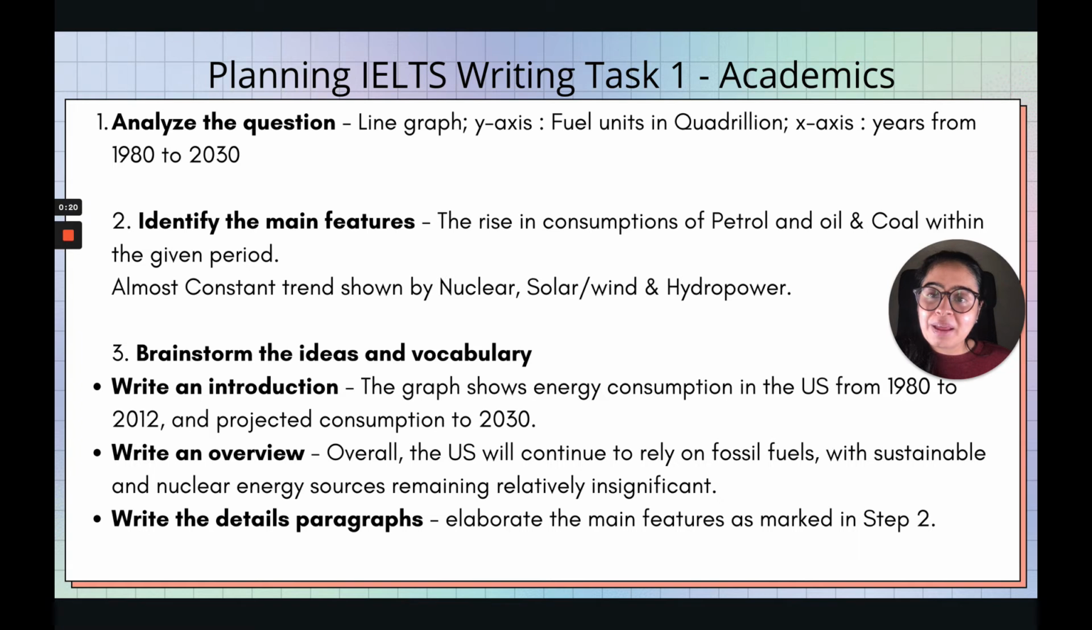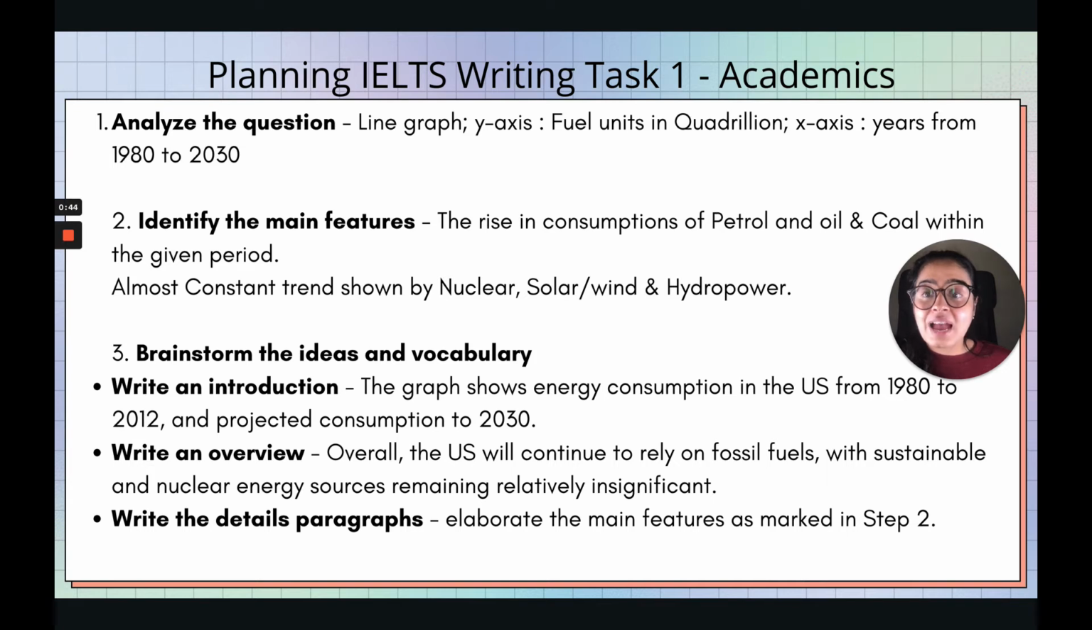Now let's implement the planning strategies on the question. The first step involves analysis of the question. Clearly, the graph says it is a line graph. Y-axis represents fuel units in quadrillion. X-axis represents years from 1980 to 2030.